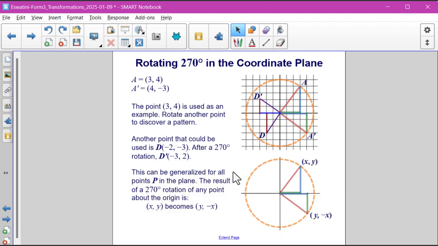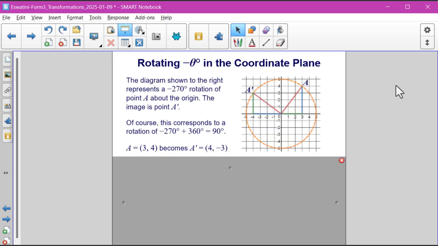So this can be generalized for all points P in the plane. The result of a 270 degree rotation, counterclockwise or anti-clockwise, of any point about the origin is that (x, y) becomes (y, negative x). So the x and y coordinates switch positions, and then the sign of the original x value becomes the opposite. So this negative 2 became positive 2 after it was rotated, and this original 3 became a negative 3 in the rotation.